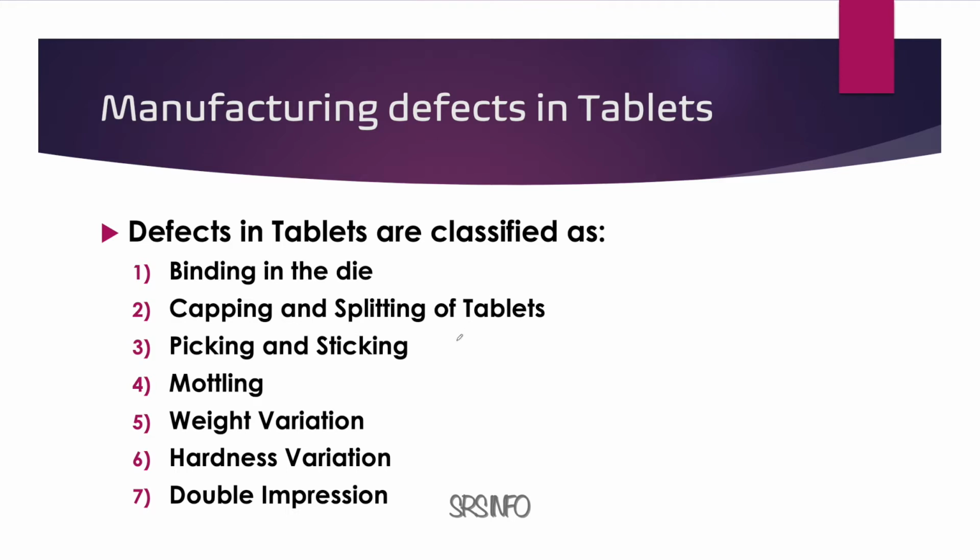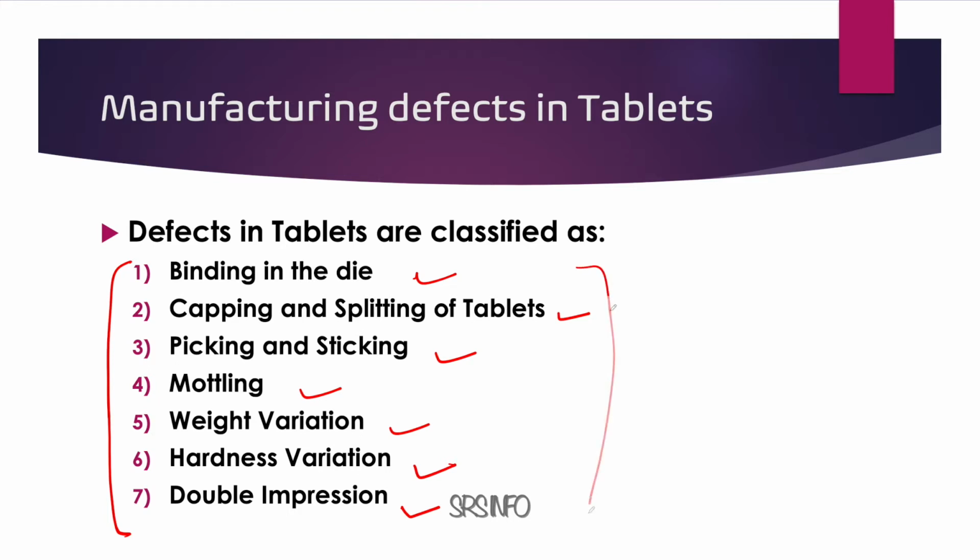For this identification, we have classified the defects of tablets into 7 types. What are they? Binding in the die, capping and splitting of tablets, picking and sticking, mottling, weight variation, hardness variation, and double impressions. These are the main defects which are noticed during the production and after the production of tablets. Today we will discuss the first two.